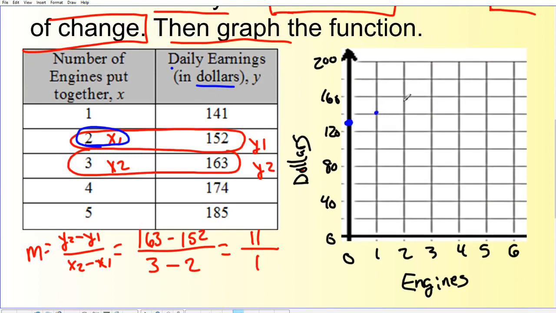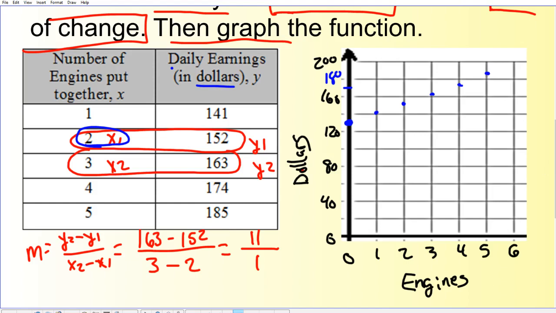2 hours, he makes 152. At 3 hours, it's 163. 4 hours is 174. So remember, this is 180, so 170 is halfway. So I'm just going, here's 170, 174. 5 hours, 185. If this is 180, here would be 190, so about there.